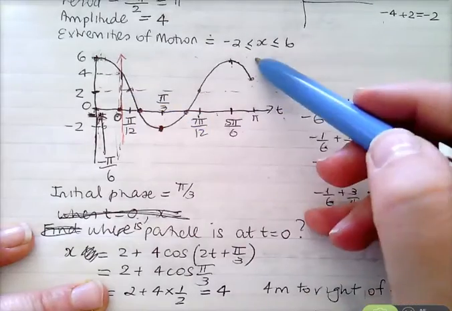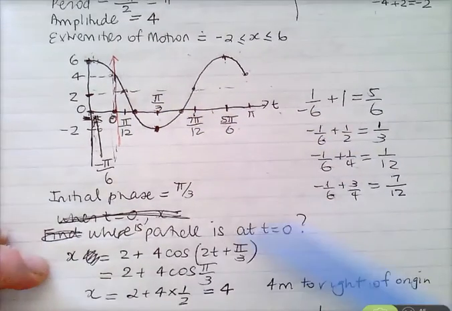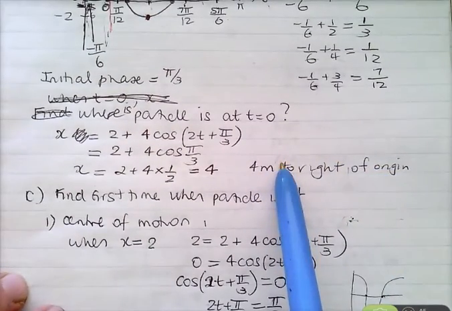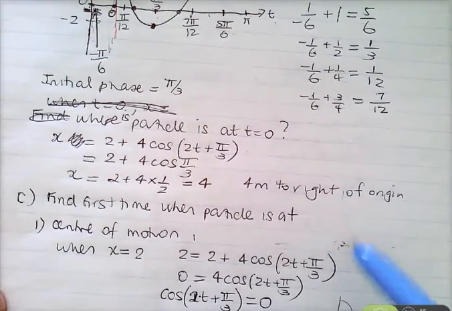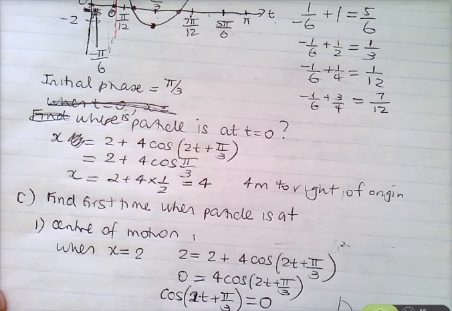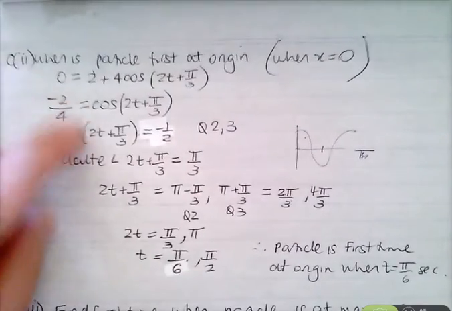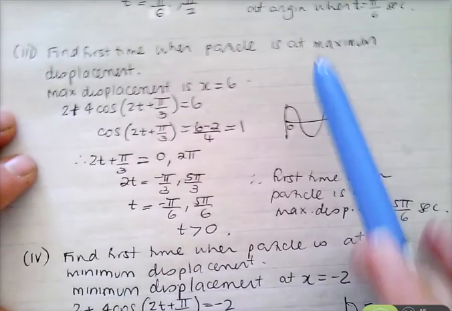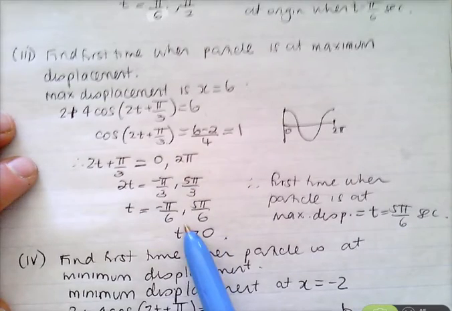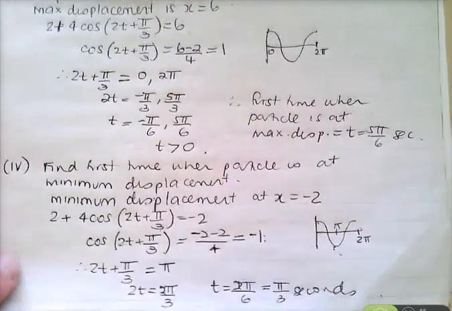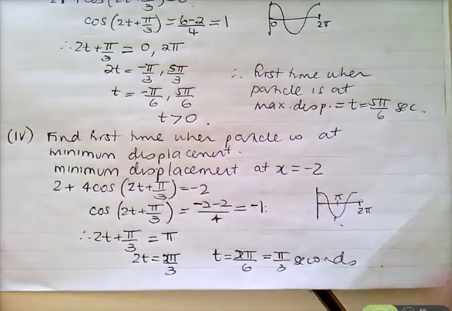So if you can do a good graph, we only really needed to do one of these equations that we did. We could read this one from the graph, part 1. I think we could read the centre of motion from the graph there as well. I think the only one that we couldn't read clearly from the graph was when is the particle first at the origin. That was the only one we couldn't read. The other ones, the maximum displacement, was easily read from the graph, and so was this last one. Okay, now that's the end of those examples.